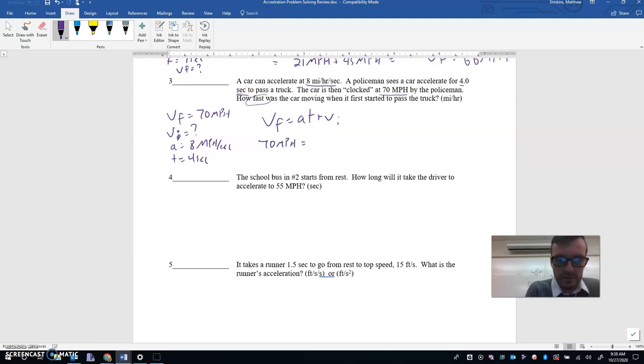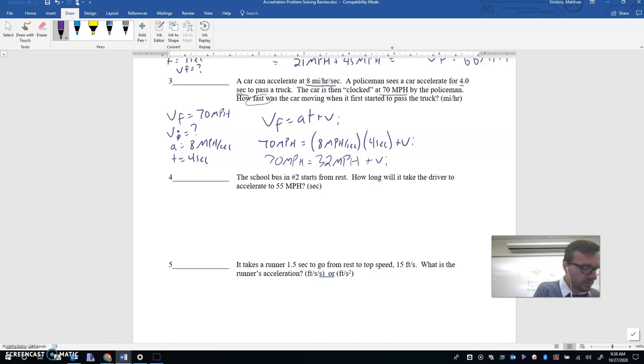VF is 70 miles per hour equals, all right, so we have 8 miles per hour per second for acceleration times 4 seconds plus VI. So if we do a little algebra here, we have 70 miles per hour equals 8 times 4 is 32 miles per hour. You notice the seconds cancel out. And so for our V initial, we'd have to subtract 32 from both sides to do the algebra here. And our V initial would come out to be 38 miles per hour.